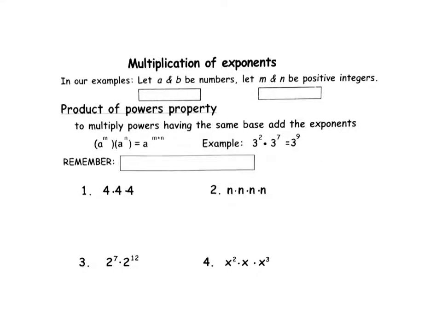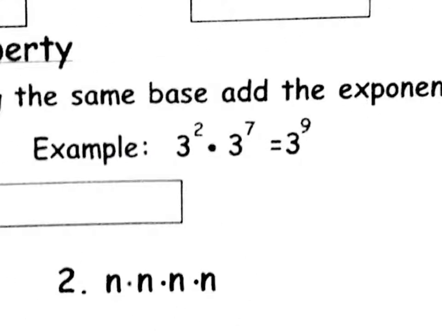All right, here, this is multiplication of exponents. So what we're going to do this unit is discuss the properties of exponents. And you'll see here that this first property is called the product of powers property. So what that means is, what do we do when we multiply things together that have the same base? So let's do a little review here.